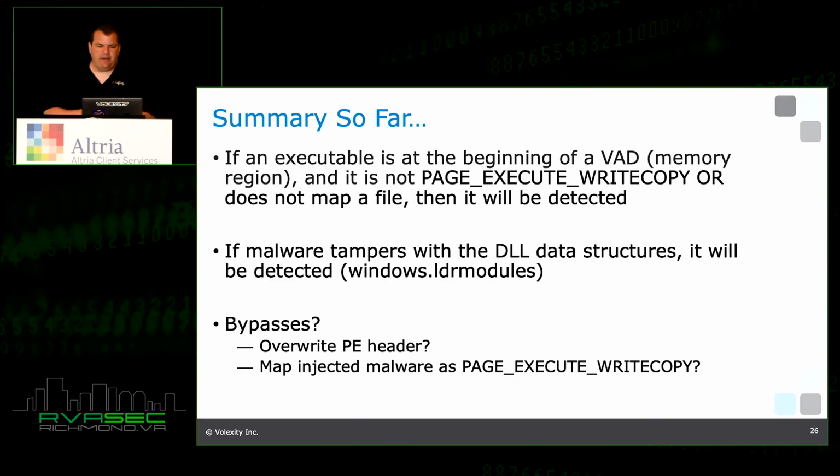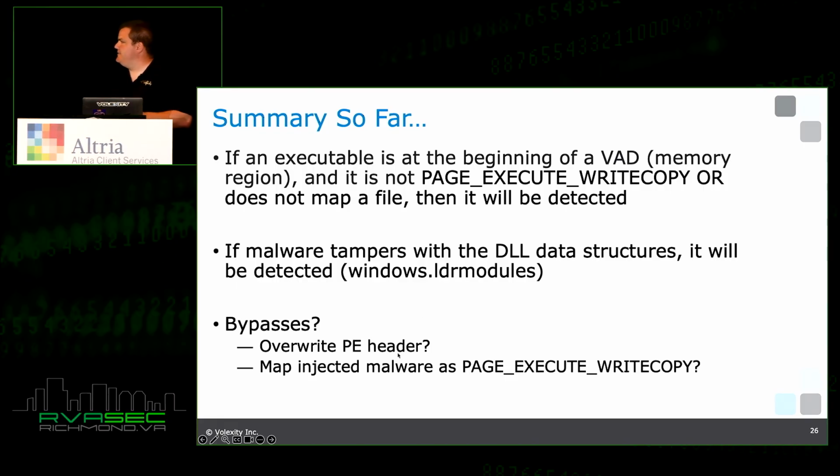So far, what we have is what I mentioned before. Those two invariants have caught basically every process hollowing type out there. If the memory region's not execute write copy, and it doesn't map a file, but it has an executable, that's malware. We're going to call it out. Malware can also tamper with the PEB data structures. Like I said, those are in user land. Malware can break the DLL list, but we have a whole separate plugin for that. That was in Volatility 2, works the same way. And so it will detect that as well.